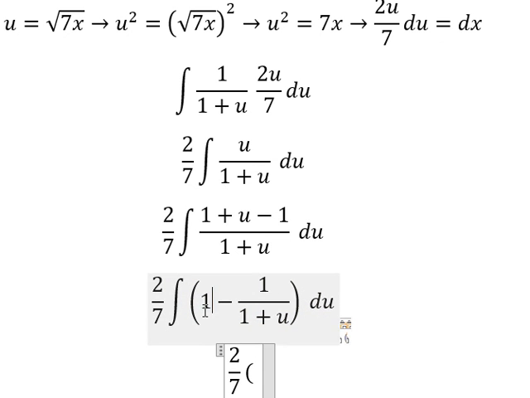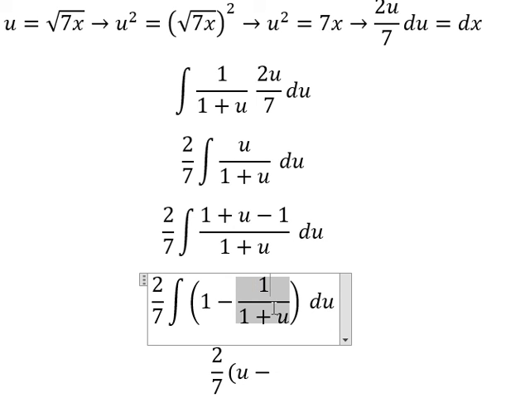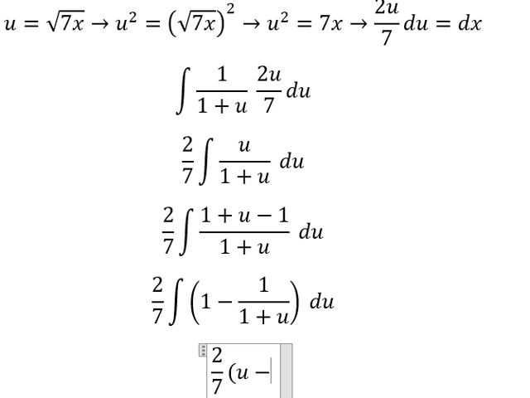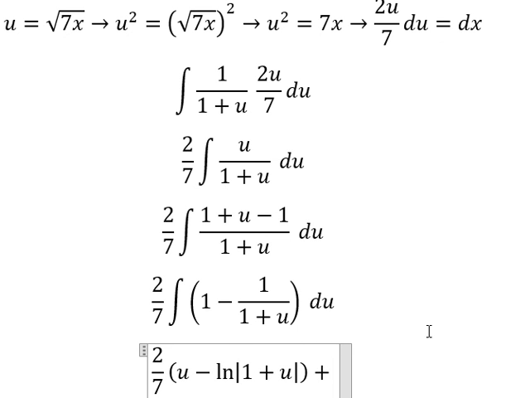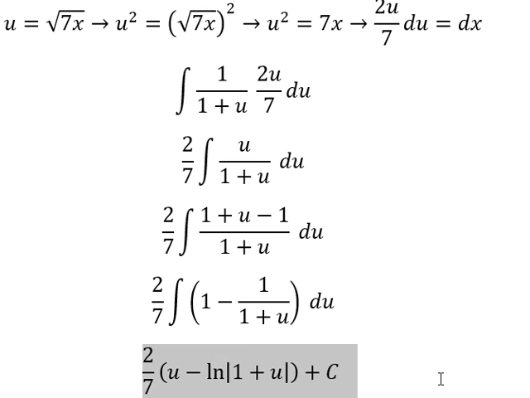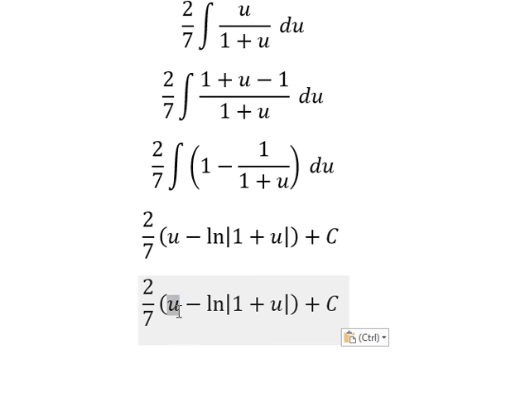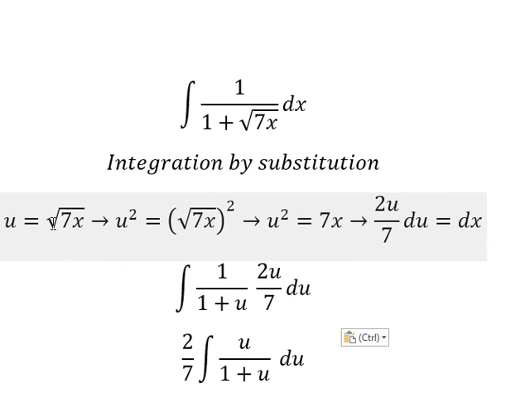The integration of number 1, we have u. The integration of this one, we have ln of the absolute value of 1 plus u. And I will put c in here. About u, that is this one.